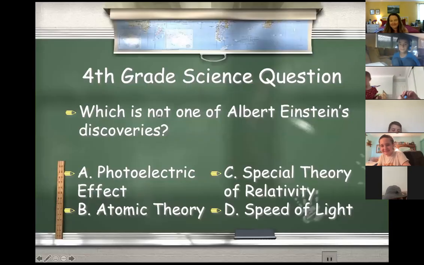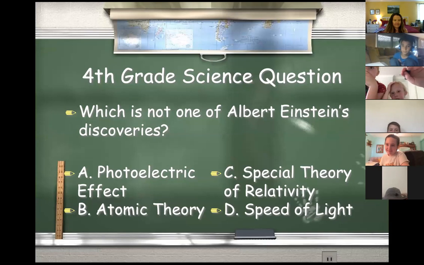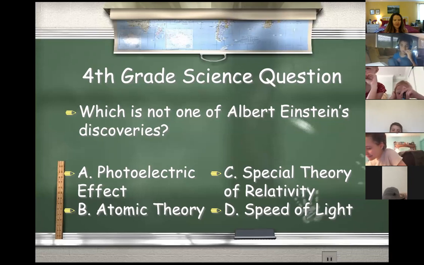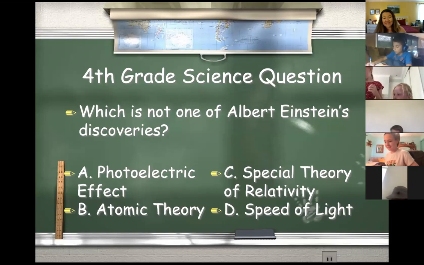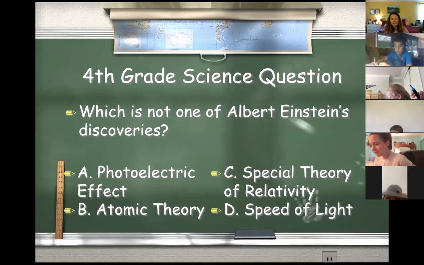All right, and your question is, which one of these is not one of Albert Einstein's discoveries? The photoelectric effect, atomic theory, special theory of relativity, or the speed of light? Which of these is not one of Albert Einstein's discoveries? Is it D? D, the speed of light.